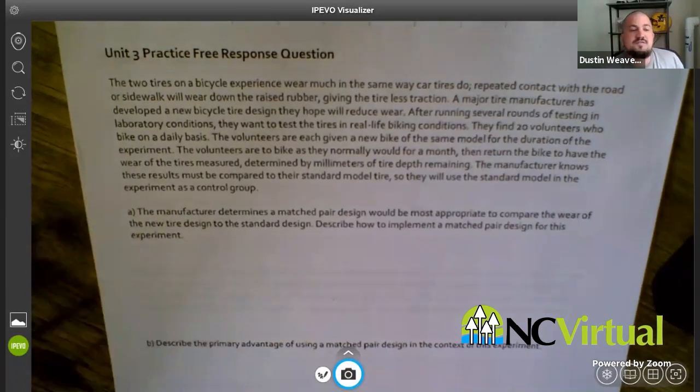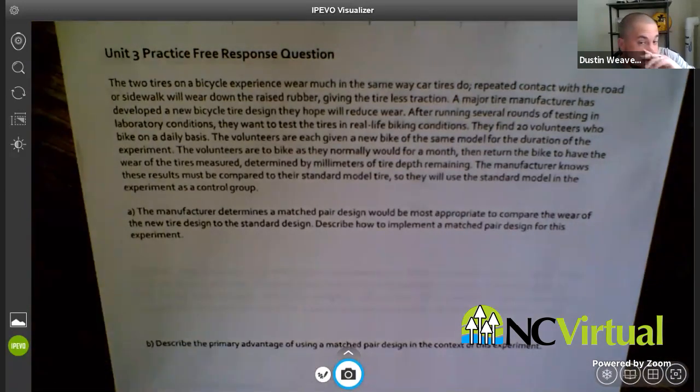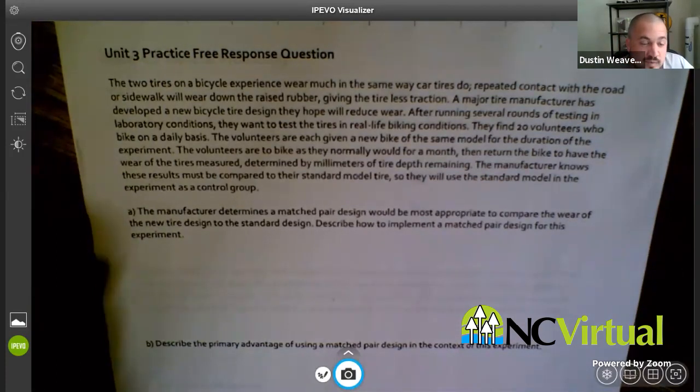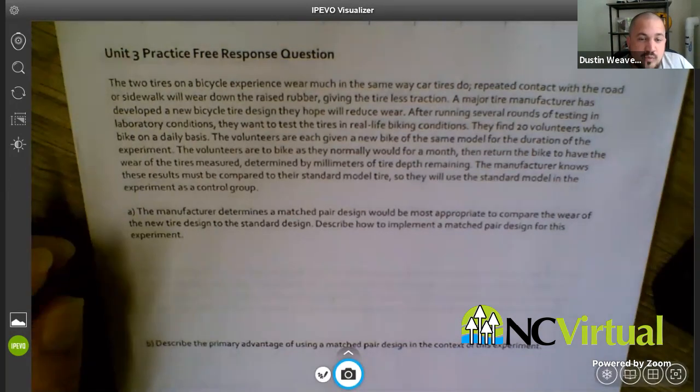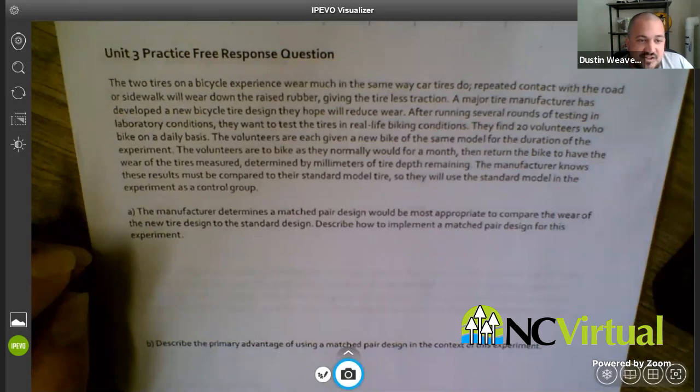All right. So Unit 3, practice for response. The two tires on a bicycle experience wear much in the same way car tires do. Repeated contact with the road or sidewalk will wear down the raised rubber, giving the tire less traction. A major tire manufacturer has developed a new bicycle tire design they hope will reduce wear. After running several rounds of testing in laboratory conditions, they want to test the tires in real-life biking conditions. They find 20 volunteers who bike on a daily basis. The volunteers are each given a new bike of the same model for the duration of the experiment.